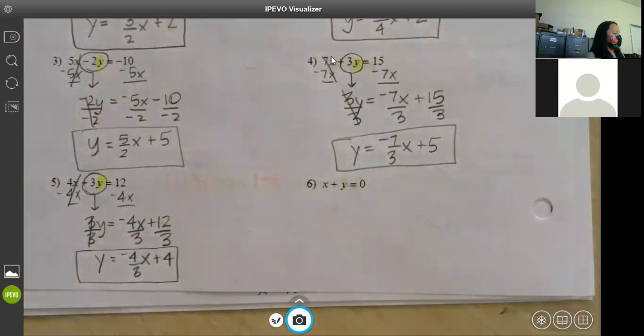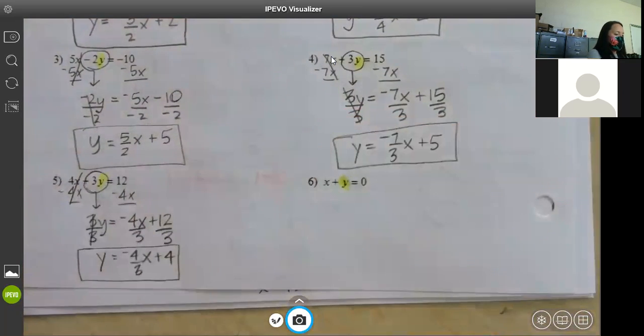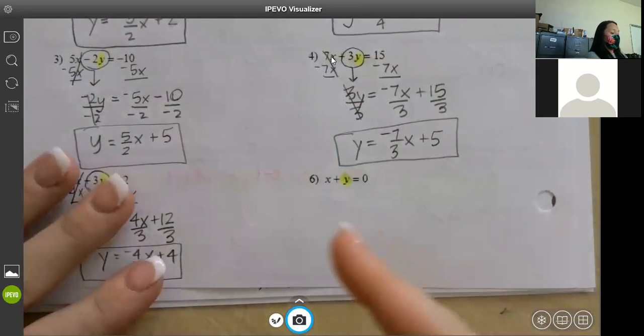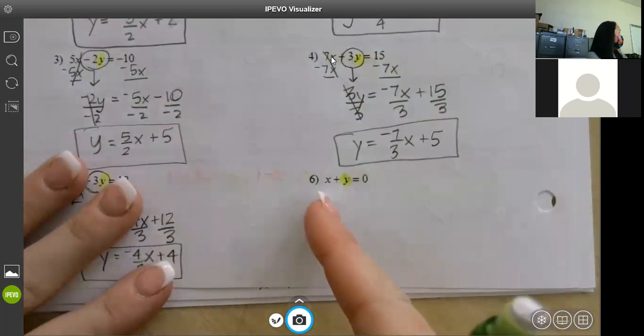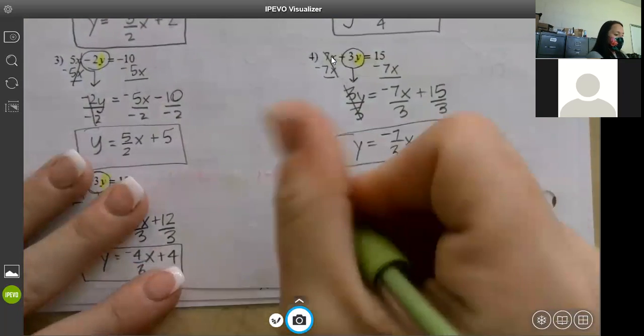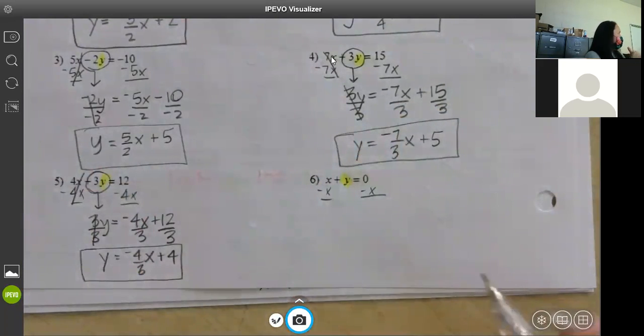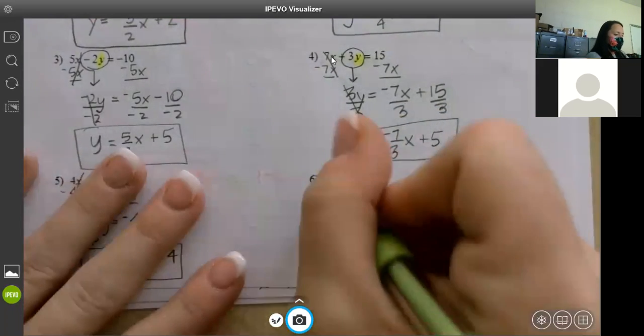Last one, number 6. We're solving for y. How do we do that? It's positive x, right? How do we get rid of it? Subtract it. Don't let that 0 throw you off. It's just like having a 5 over there. Okay, don't let it throw you off.